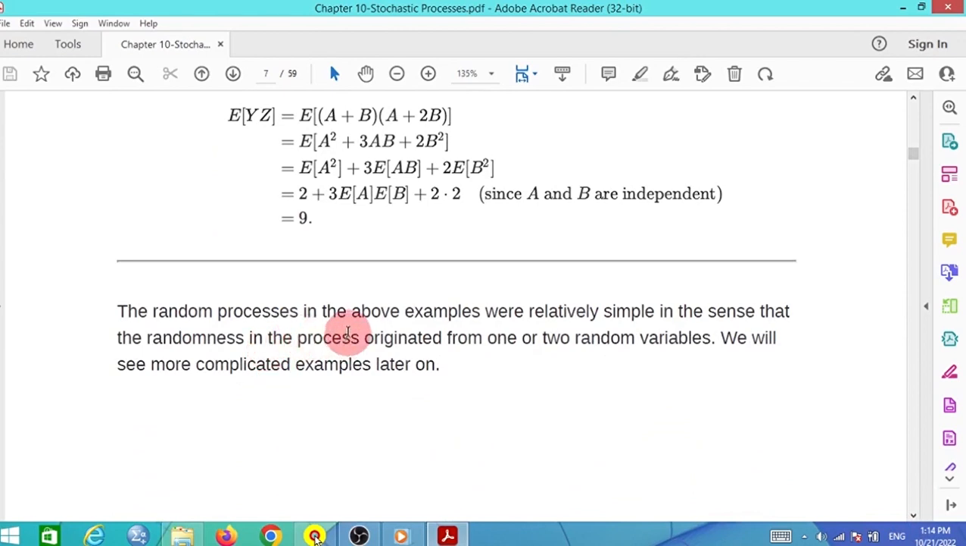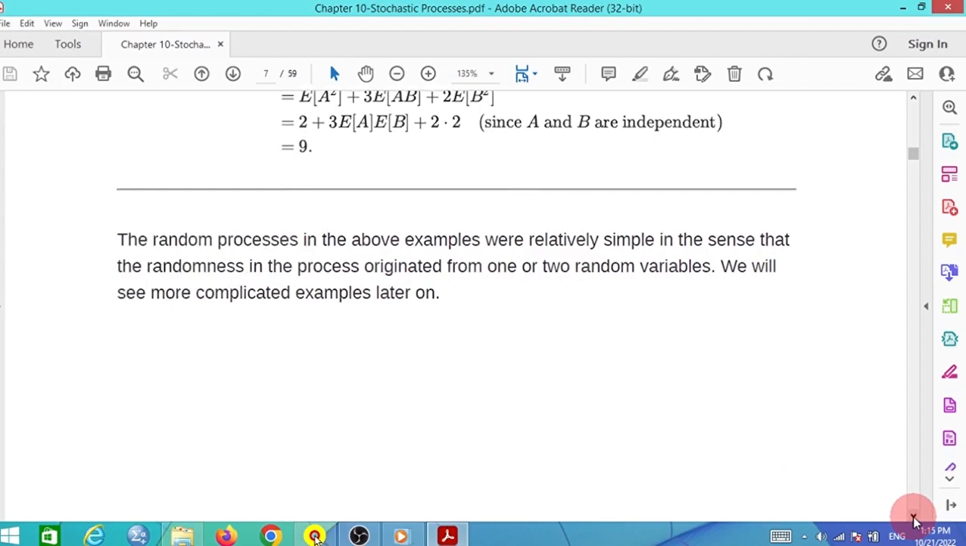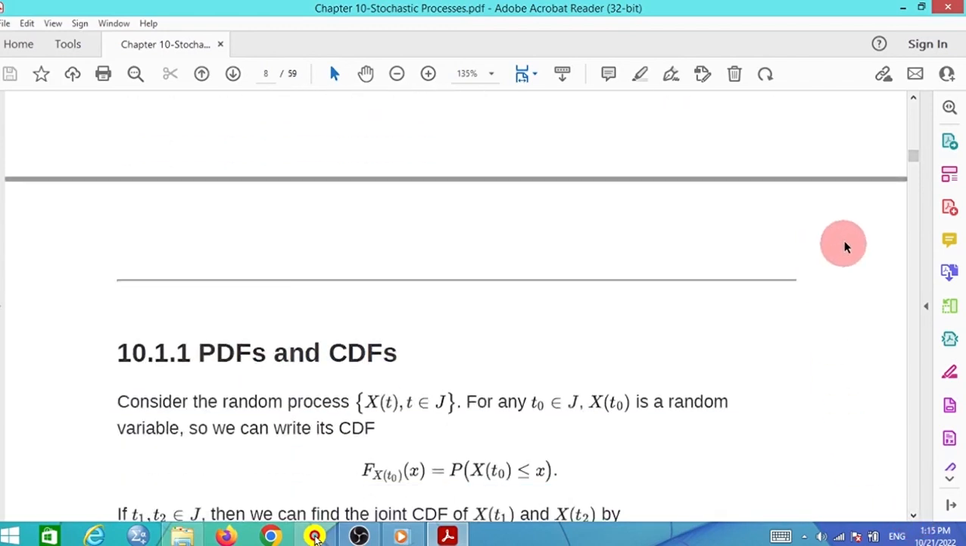The random processes in the above examples were relatively simple, in the sense that the randomness in the process originated from one or two random variables. We will see more complicated examples later on. Okay, don't be tired.